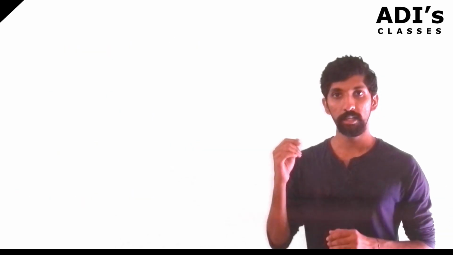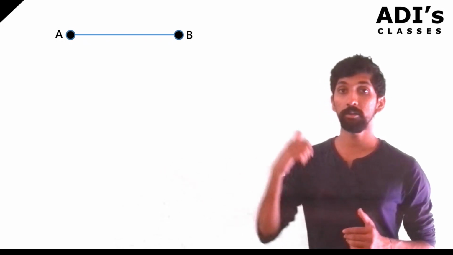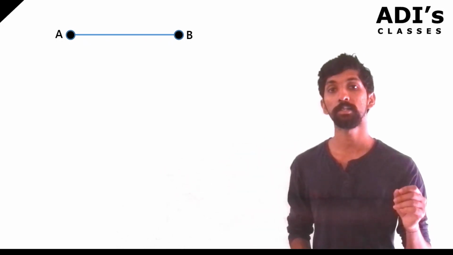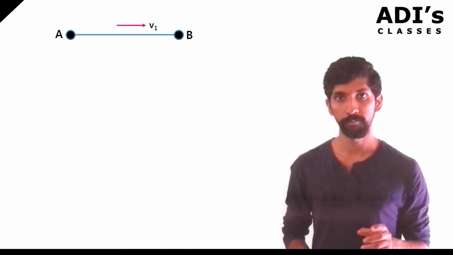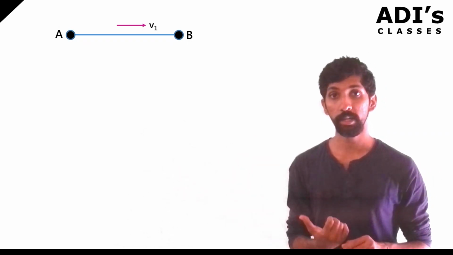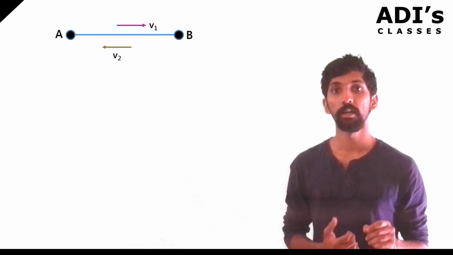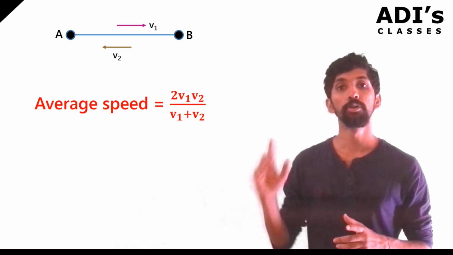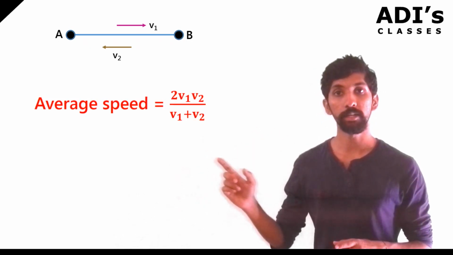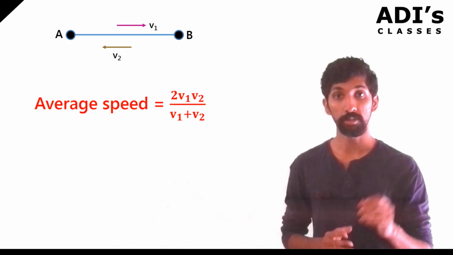Now see, let's say you're going from point A to point B. Let's say from A to B, you're moving at the velocity of V1, or speed of V1. Now from B to A, you are moving with the speed of V2. Now the average speed will be 2V1 into V2 divided by V1 plus V2. Okay, so this is the formula.